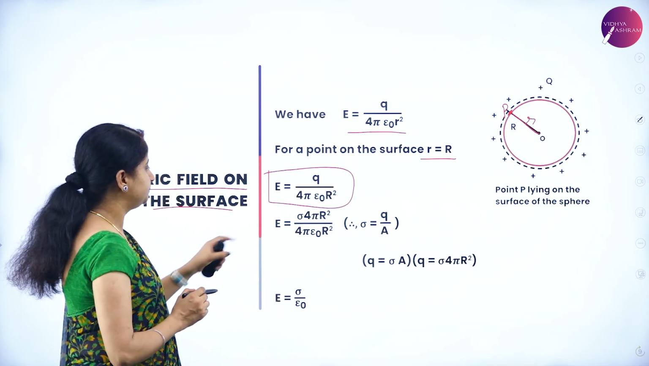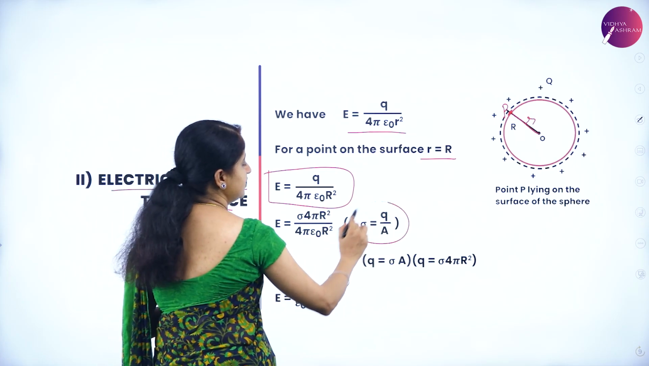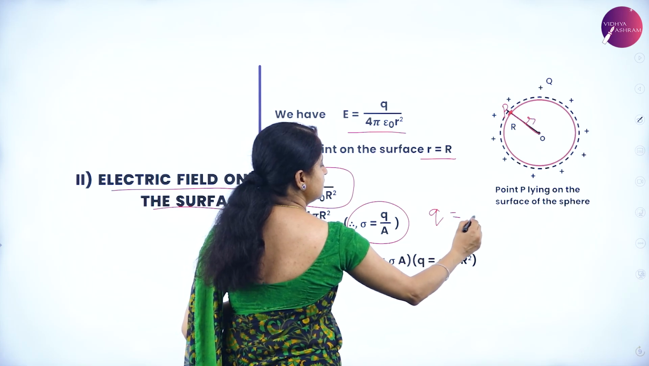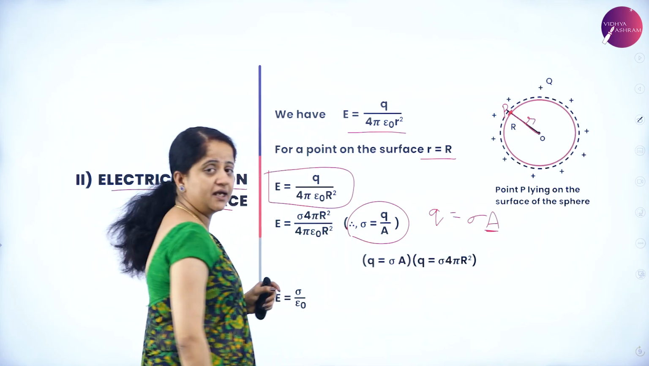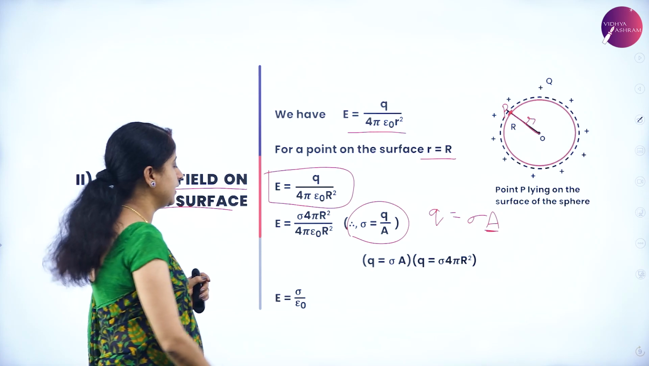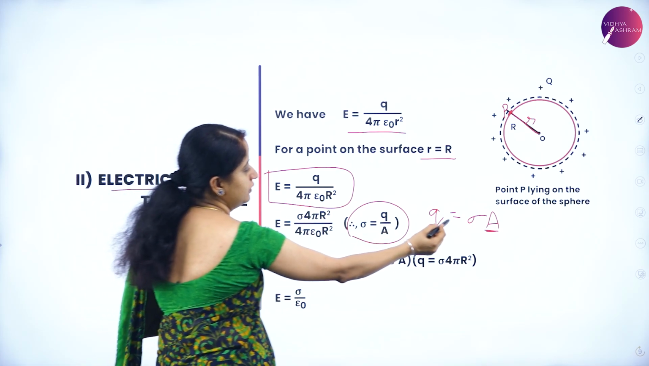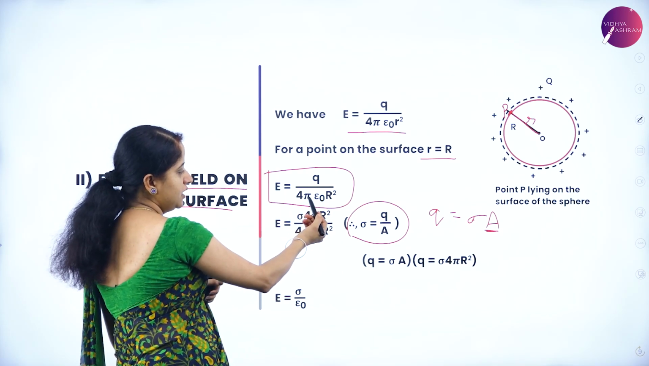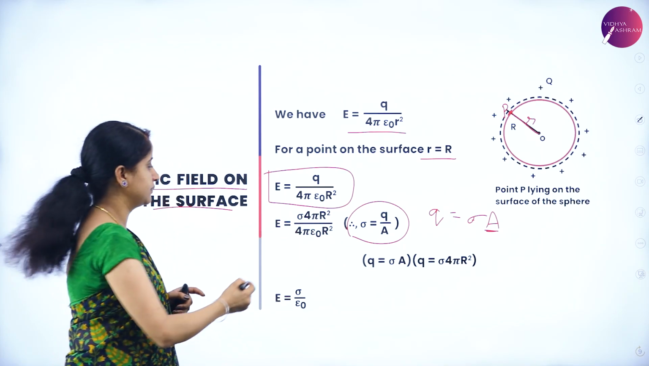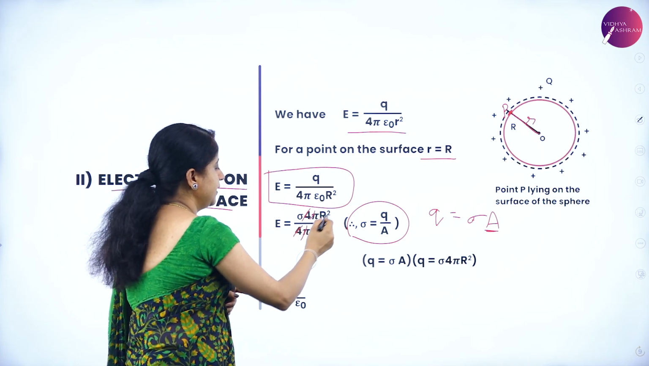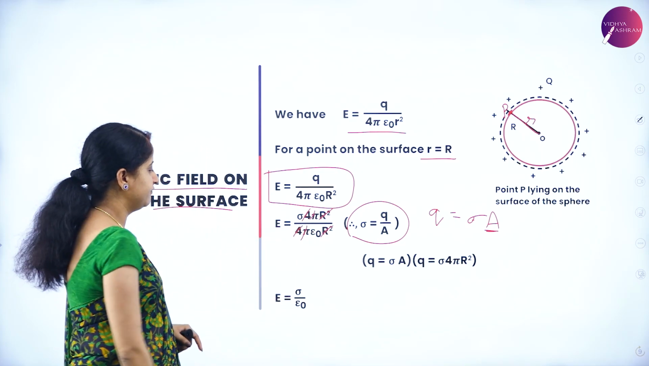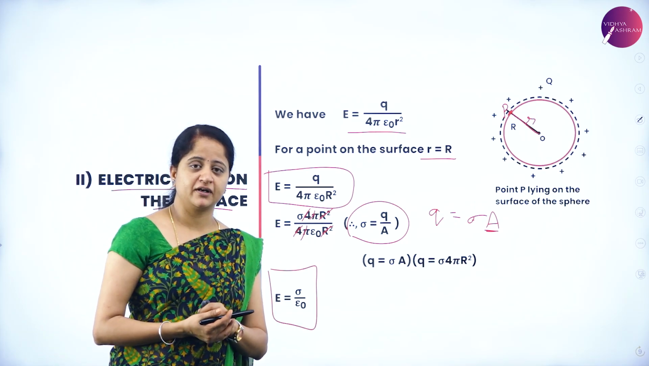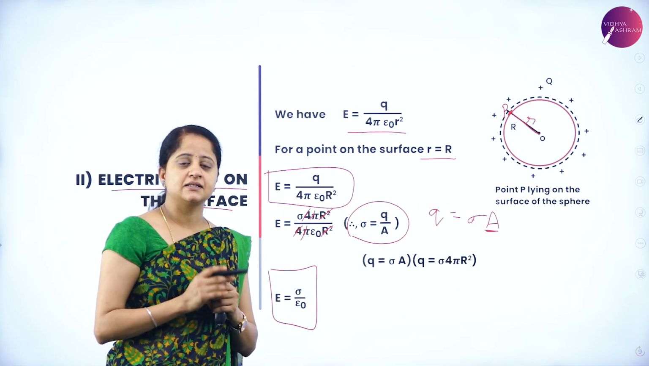So now we know what is Q. From surface charge density we know sigma is equal to Q divided by A. So from this we can write Q is equal to sigma into A. What is A? A is the area of the sphere, that is 4 pi R square. So now let us substitute in the place of Q, sigma into A, that is sigma into 4 pi R square divided by 4 pi epsilon naught into R square. So we'll cancel 4 pi and 4 pi, R square and R square. We remain with E is equal to sigma divided by epsilon naught, which is the expression for electric field for a point on the surface of the sphere.